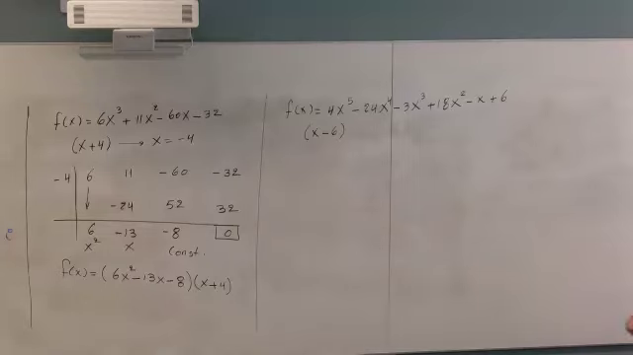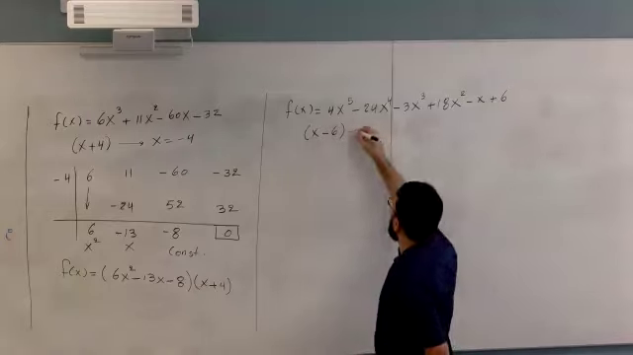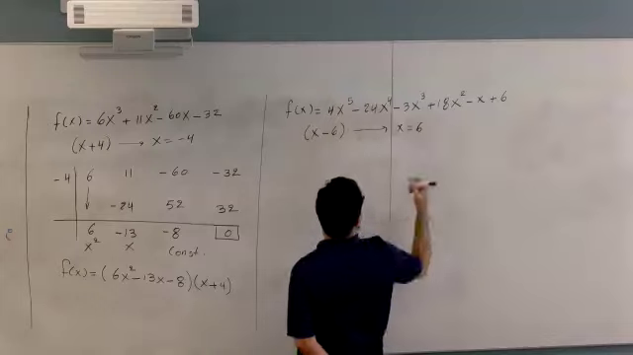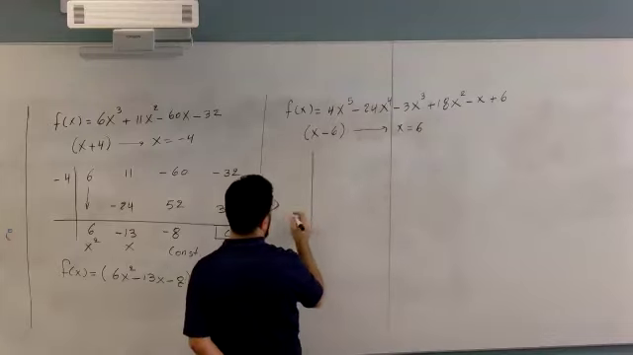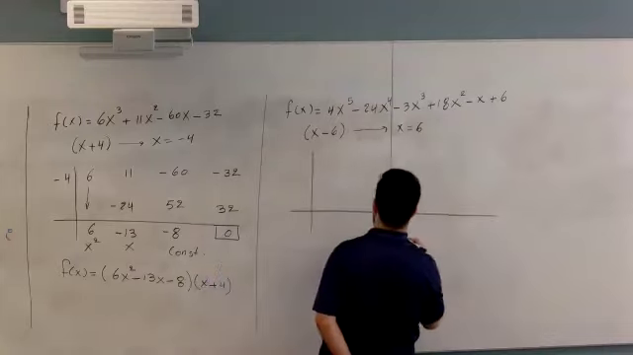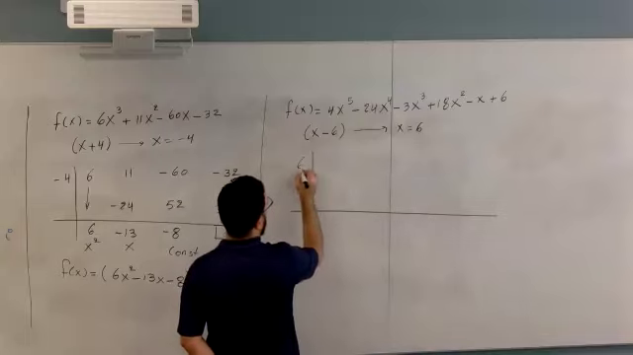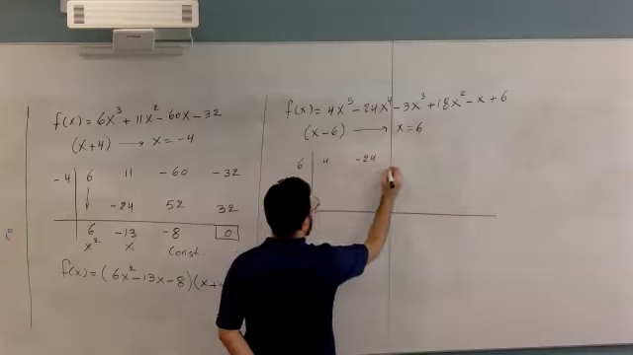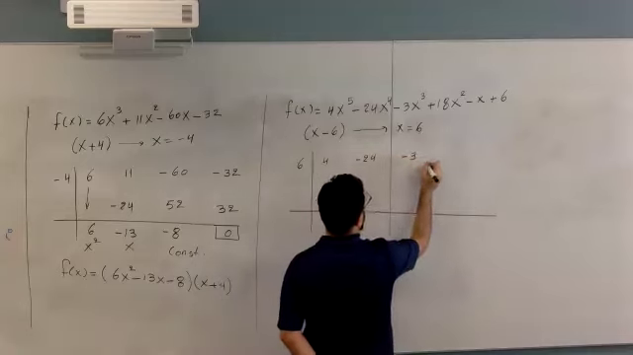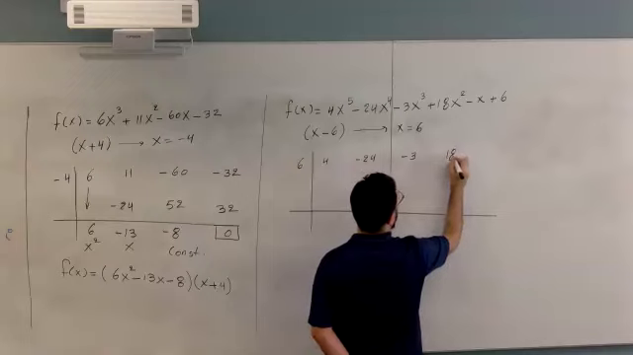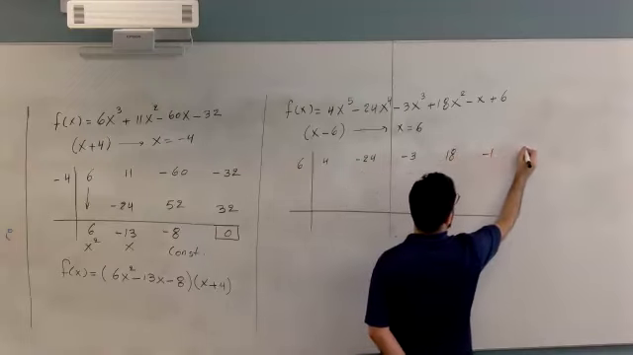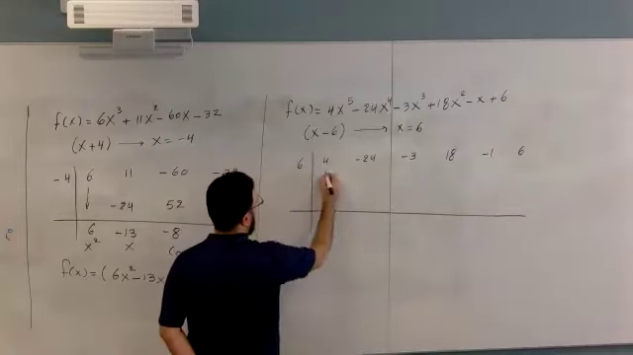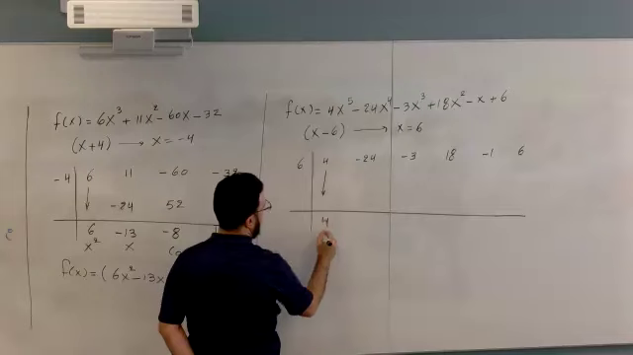So that's it. On this one, x equals 6. Do I have a missing term? So we get 6 here, 4, 24, 3, 18, -1, 6. Right, the first one is 4.